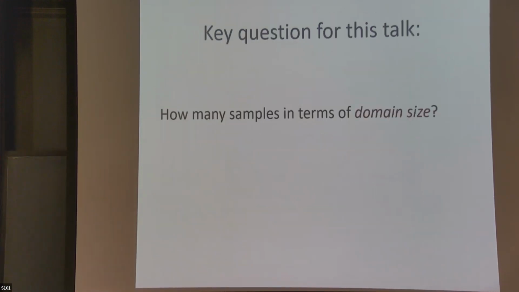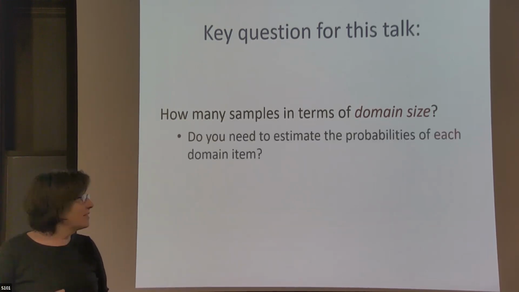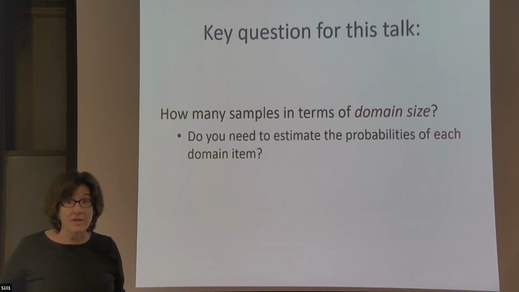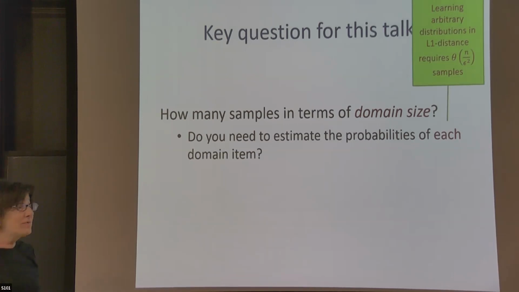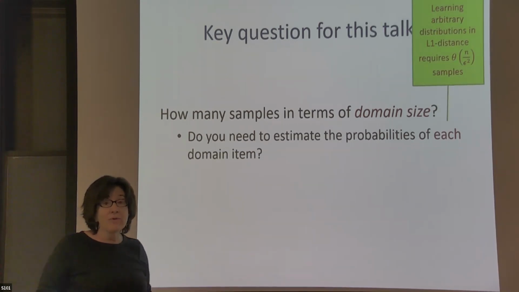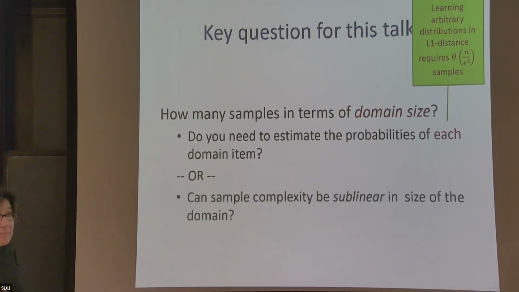Okay, cool. Now, the key question for this talk is how many samples do you need in terms of the domain size? You could learn the distribution, like you could estimate the probability of each domain item. And learning the distribution requires, we know, Θ(n/ε²) samples. So you could just learn and answer all these questions that way. But the question is, do you have to do that? Or can you do something that's sublinear in the domain size? Remember, we're not assuming anything a priori about this distribution. So who knows? That's our big question.